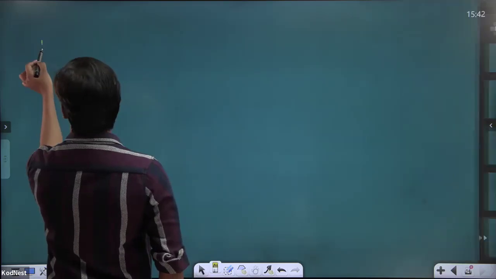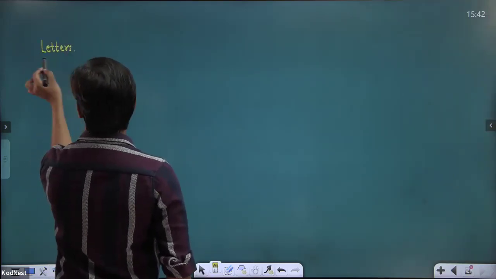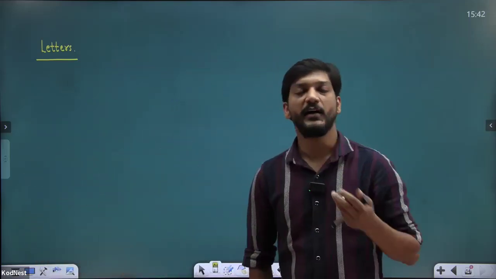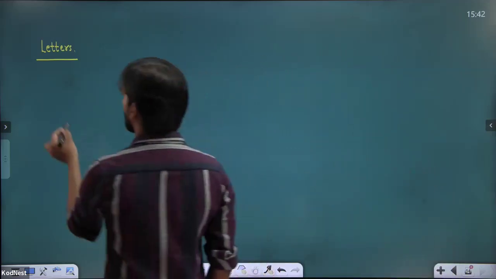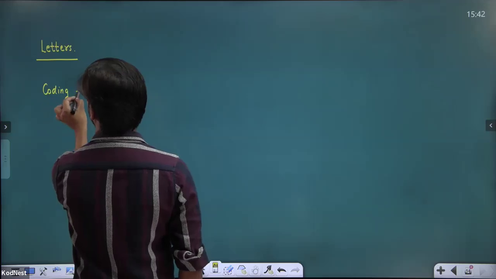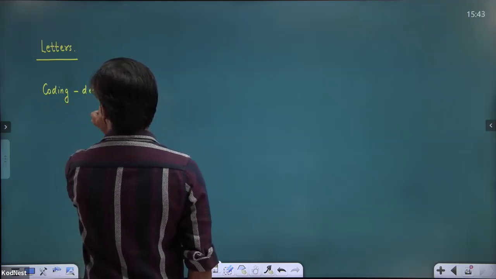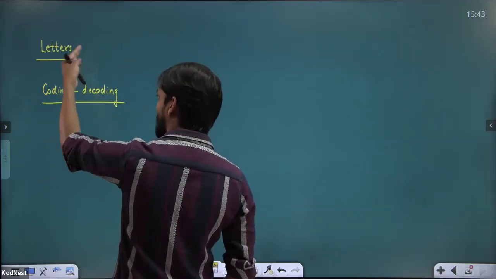Numbers we have done. So now we have to move on to the letters. So letter based reasoning, I will say. Different types of questions are there. The first we have to start with is coding decoding.